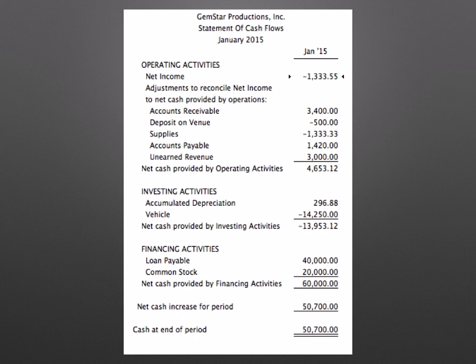Because Gemstar is a startup, the primary cash input is from financing, loans, and common stock. As the company progresses, the primary cash flow will come from operating. For example, holding events, keeping expenses down, etc.